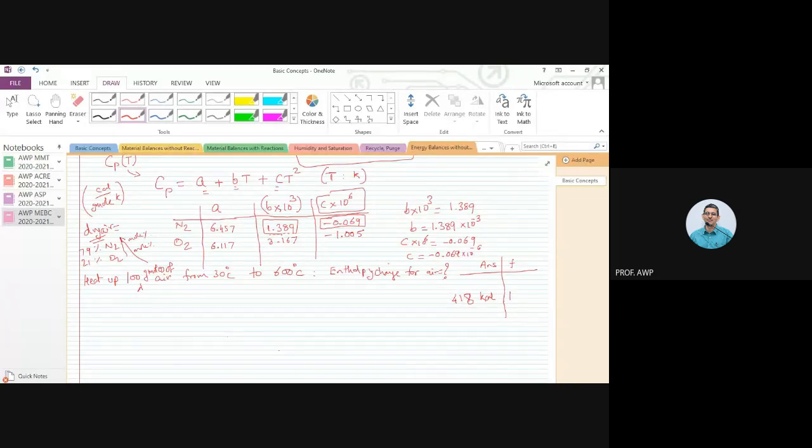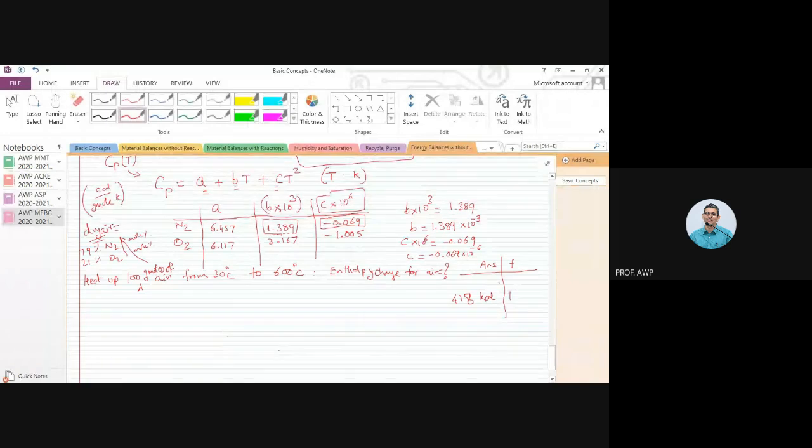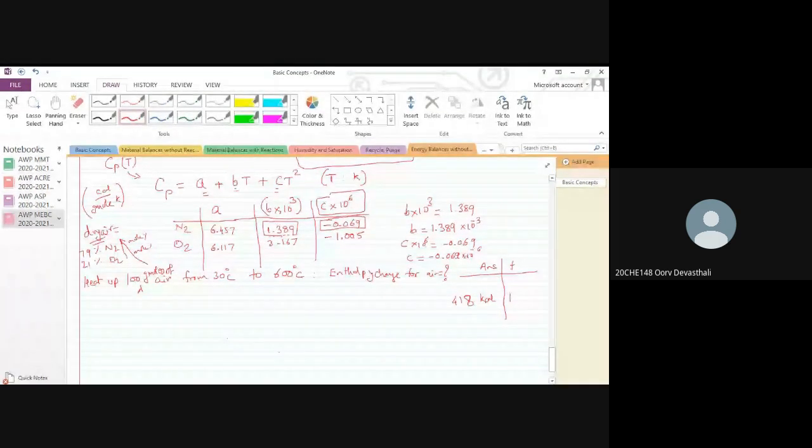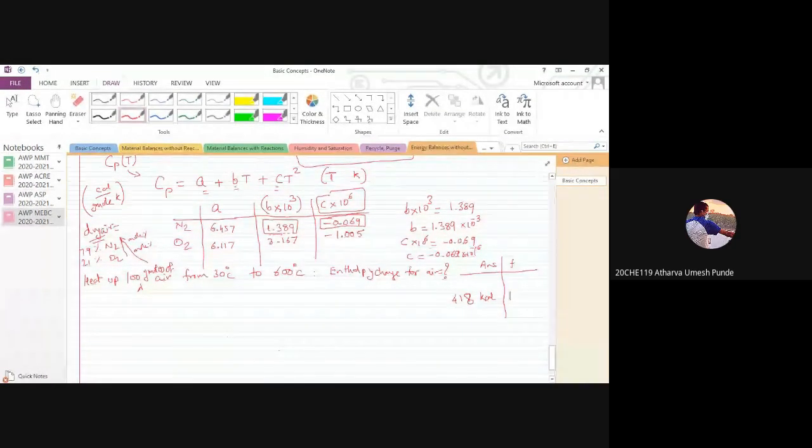Any other answer? Ansh, have you revised your answer yet, or you're calculating? Yeah, I'm checking it once again. Oh, okay. So I got same as Praveen's answer. Okay, so 418. Yes, sir, me too. So 418, sir. Many people are getting 418. Same, sir. 418.